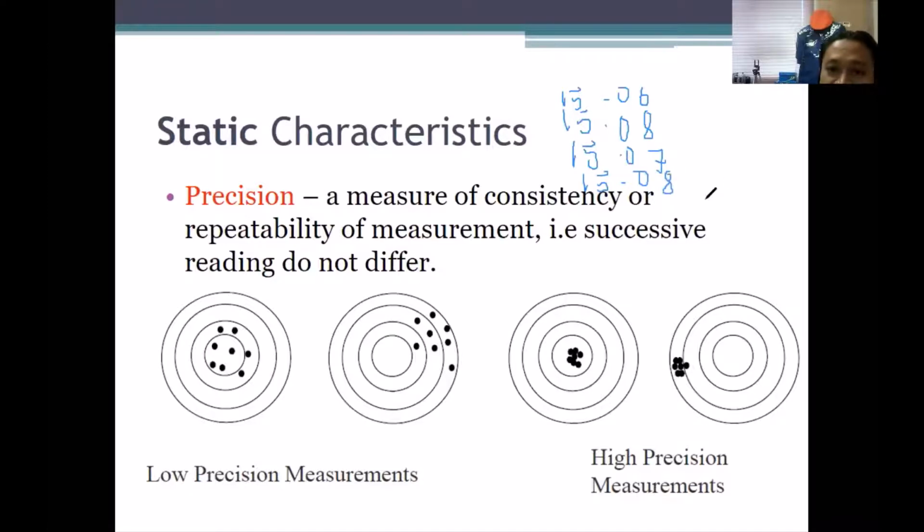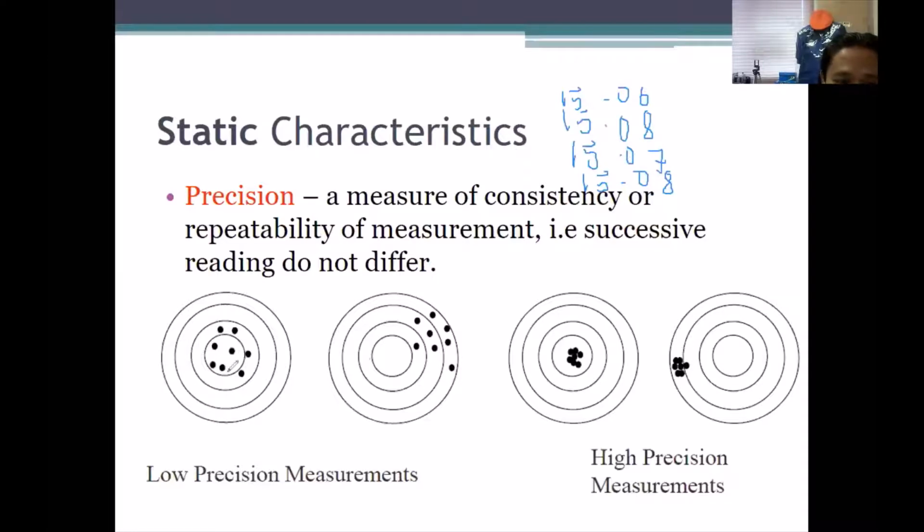This is just an example. This one we call high precision, but it's low accuracy, because our expected result would be 14.8. But this one is consistent. That means every measurement will be almost similar. When we use the multimeter, we do a lot of measurements, but the consistency of the output will be almost similar, for example 0.6, 0.8, 0.7, and so on. That's what we call the precision.